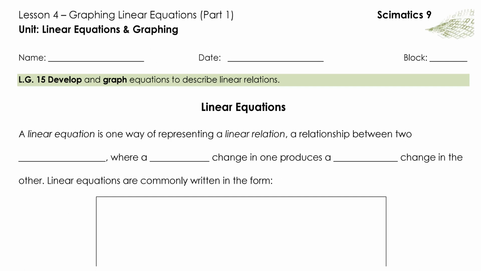Last time we learned that linear equations are one way of representing a linear relation, a relationship between two variables where a constant change in one variable produces a constant change in the other.